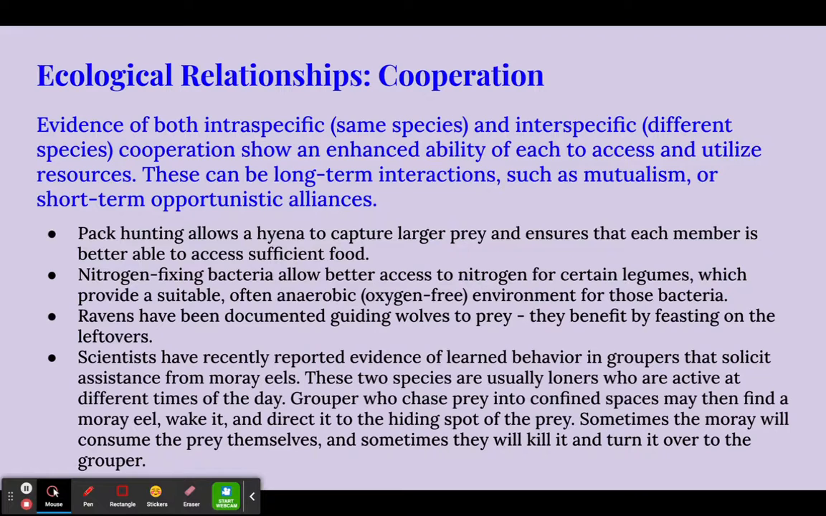Another ecological relationship is cooperation. So there is evidence of both intraspecific, so same species, and interspecific cooperation, shown by an enhanced ability of each to access and utilize resources. So these can be long-term interactions like mutualism, or they can be short-term, kind of opportunistic things. So like pack hunting allows hyenas to capture larger prey, and so each member is better able to access sufficient food.